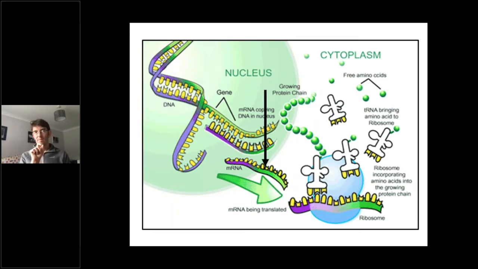So how is it that the messenger RNA gets from the nucleus out to the cytoplasm? And how is it that newly made proteins go from the cytoplasm, if needed, back into the nucleus? And this is what happens. This process goes through the nuclear pore complex.